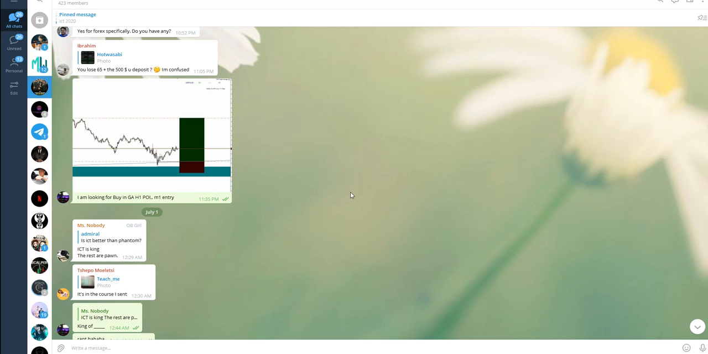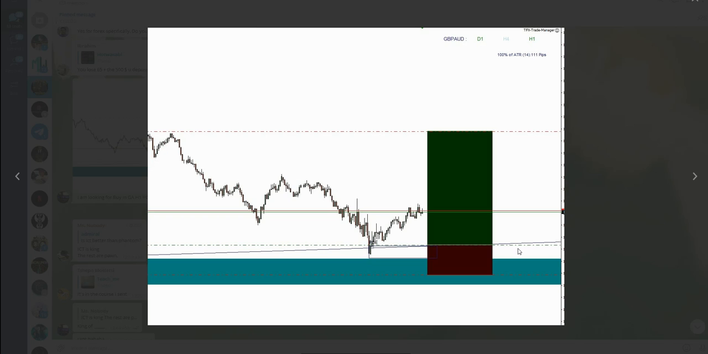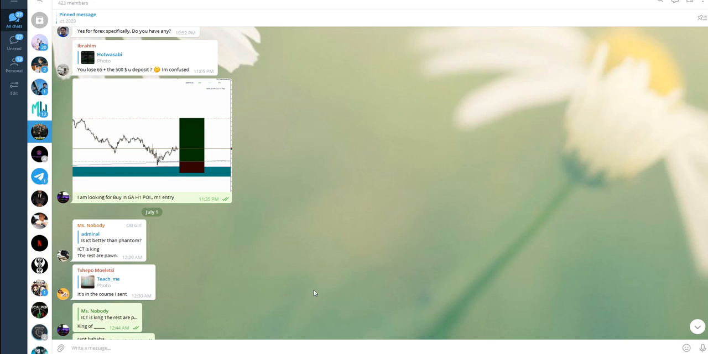Good day guys, so I just want to share with you a trade breakdown of the setup that I shared in one of the GCs that I'm in right now. This is the GBPAUD setup, and I called out this trade. I'm expecting price to return to my point of entry and then continue to move to the upside. So let's see on the chart what actually happened.